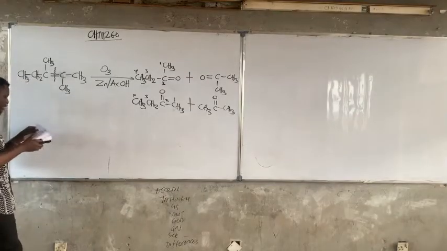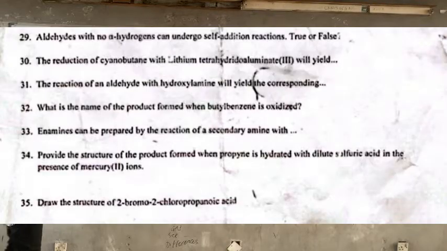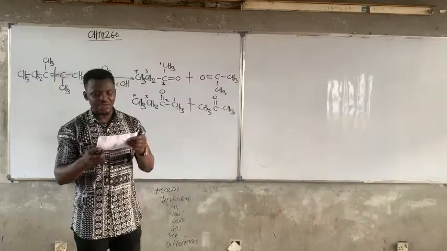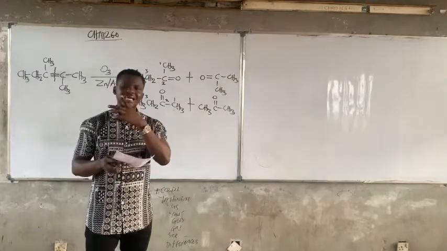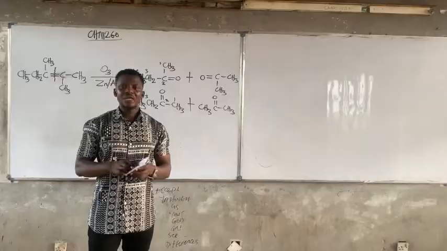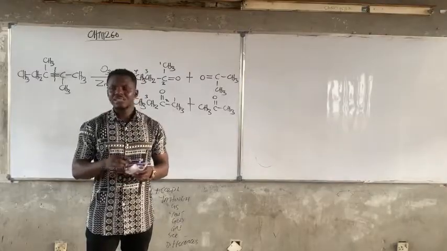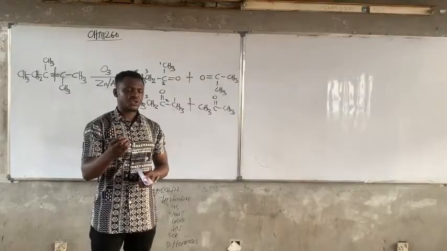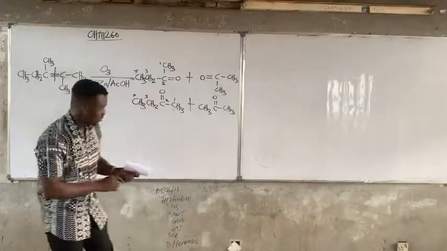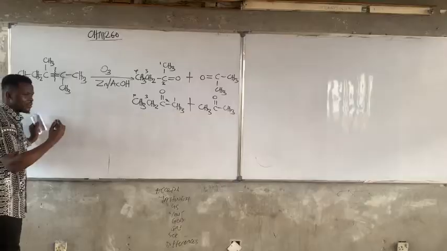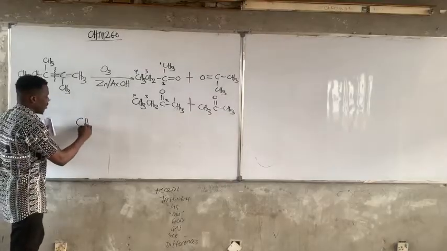Okay, question 29 says, aldehydes with no alpha hydrogen can undergo self-addition, true or false? The answer is false. Aldehydes with alpha hydrogen are the ones that can undergo self-addition. Those kinds of additions are called the aldol condensation. Let me give you an example of what an alpha carbon, or alpha hydrogen, is.